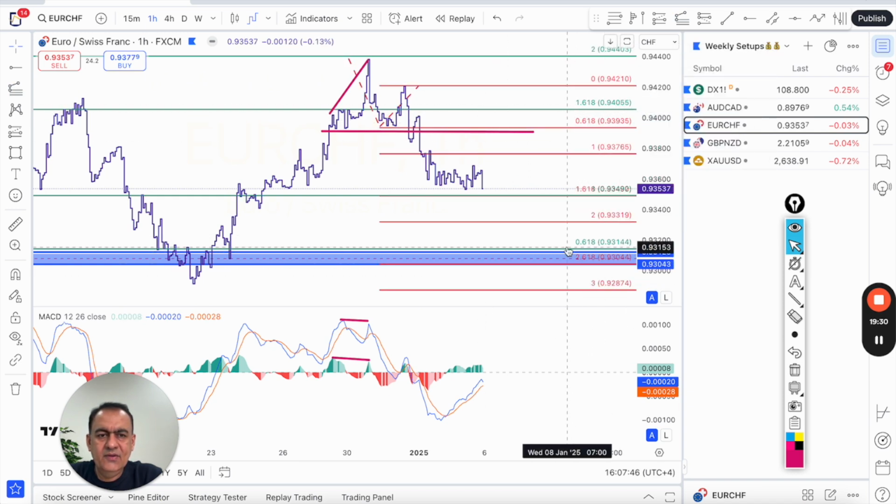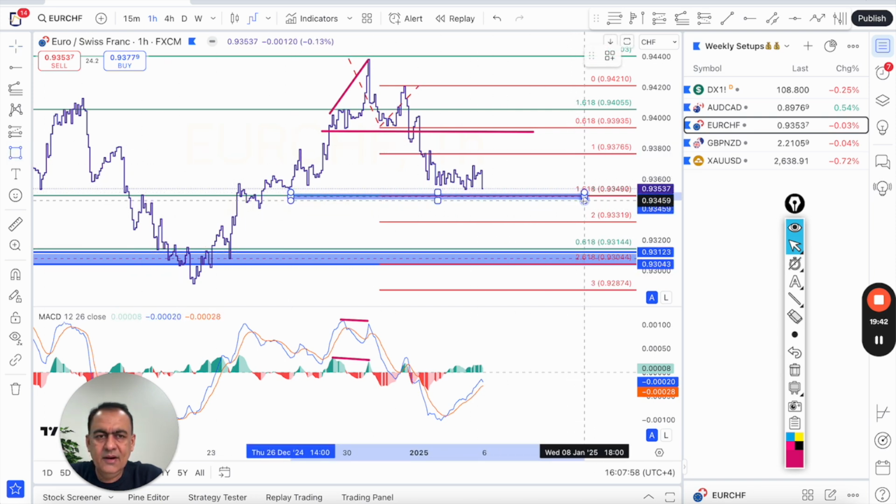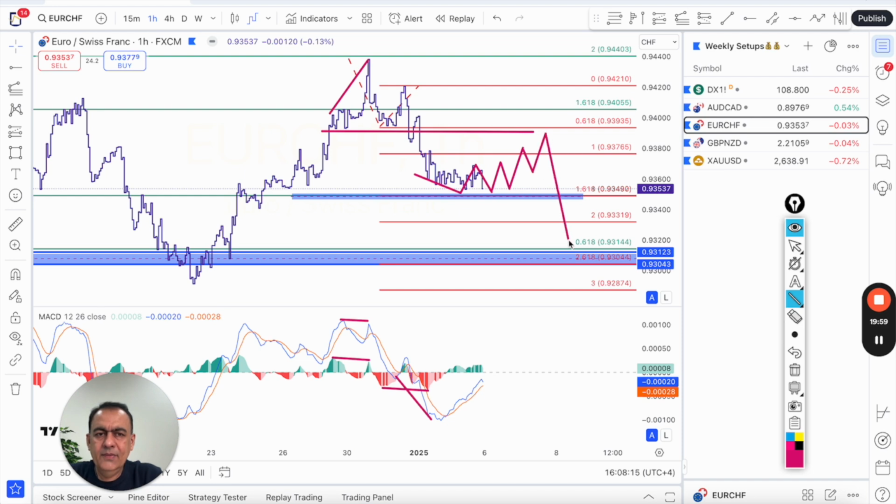Now I can see that we have duplication of 61.8, 261.8, the bullish and the bearish zones coming together. We also have a magnet zone around this area at 9349 or 9350, but the environment is still looking bearish to me. Reason being, I do not see bullish divergence on the chart. So which means on the lower time frame, any pullback should be taken as an opportunity to sell, and your target should be 9314 to 9304.